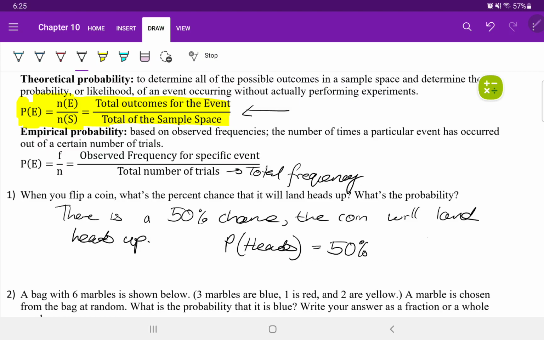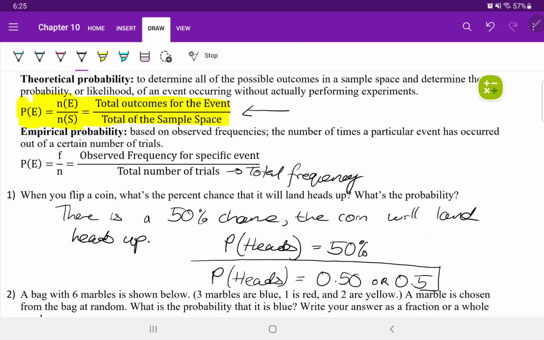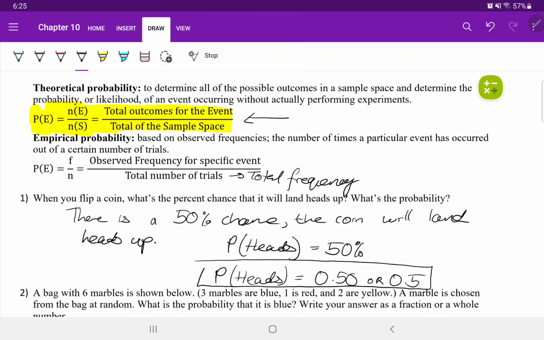We can write 50% also as a decimal by dropping the percent sign and moving the decimal 2 places to the left. So the probability of the coin landing heads up is going to equal 0.50, or some people can say 0.5. When we convert that percent into a decimal, it can be written as 0.50 or 0.5.